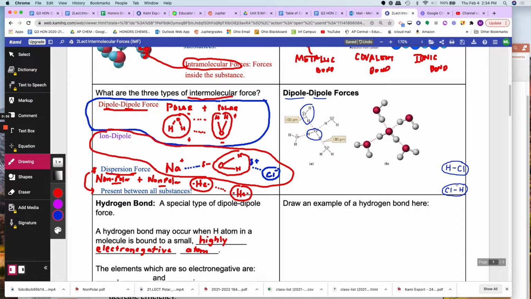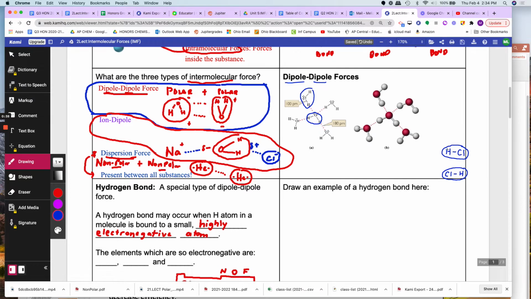Here's another example of a dipole-dipole force. You have HCl, and you know that Cl is more electronegative, so it will have a partial negative and a partial positive on the H. A partial negative on the Cl, a partial positive here. HCl has dipoles, two poles. This also has dipoles. So dipole-dipole, the positive and the negative will attract, causing an intermolecular force called the dipole-dipole force.